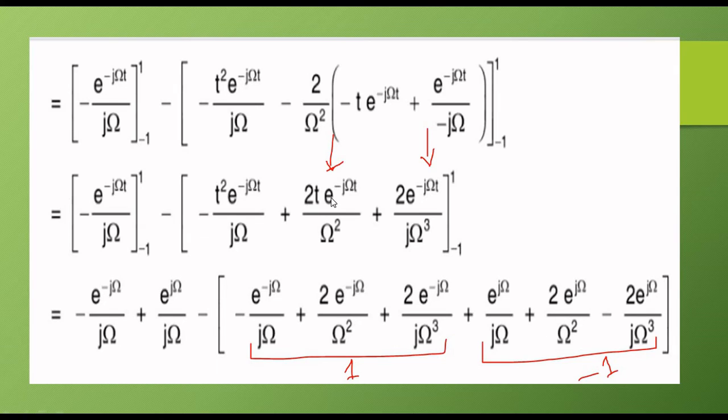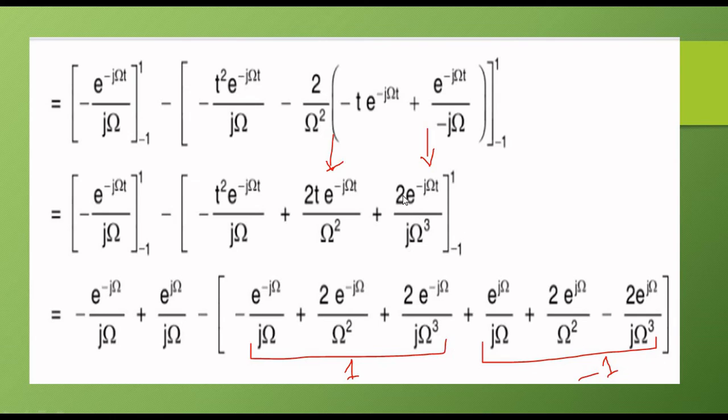Look at this. 2t e power minus j omega t by omega square. So we have a t here. When you substitute minus 1 here, what happens? You get this term as negative. But when you substitute lower limits, another minus sign is there. So then that's how this has become positive: 2 e power j omega by omega square.